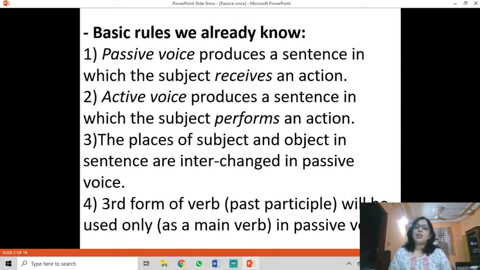For example, if I say I eat an apple, so you would say Aisha eats an apple. Aisha, who is the doer of the action, becomes the secondary. So you say an apple was eaten by Aisha. So apple takes the primary position. That's how you interchange the positions in passive voice. And the third form of the verb, the past participle, will be used only as a main verb in passive voice. Like I've said, an apple was eaten by Aisha. So you are using the past participle form: eat, ate, eaten. You're going to use the third form of eat as a main verb, and of course you're going to use it with an auxiliary verb, was, or whatever is the requirement grammatically.